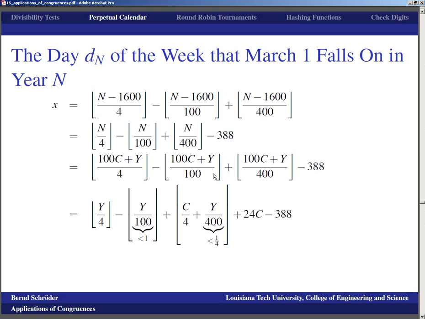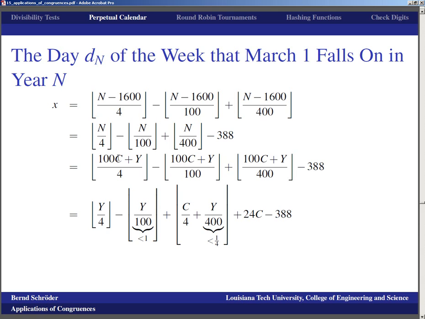And what does that give us? Well, again, we end up with a bunch of stuff that works nicely because a bunch of stuff will divide. So we keep a y over 4 from the first, we keep a minus y over 100 from the second, and we keep a plus y over, okay, this one we'll have to deal with a little bit more. And we also keep the negative 388.